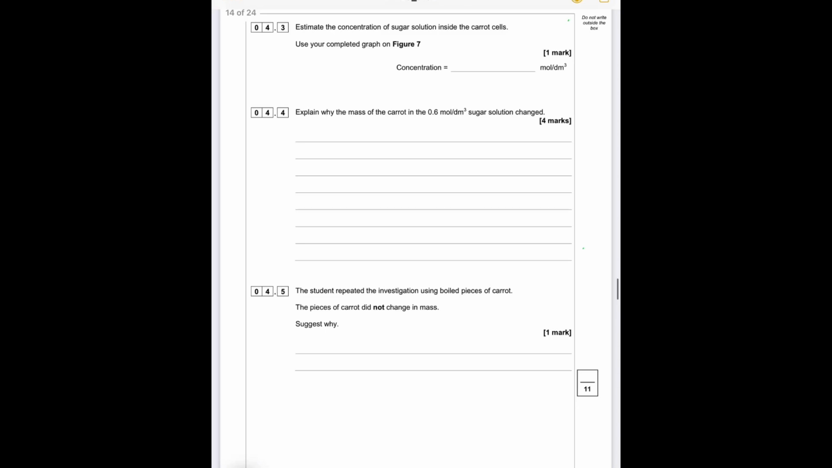Now for this question, we are being asked to estimate the concentration of sugar solution inside the carrot. And we've got to use our graph from figure 7. So the way that we use our graph is we see where the line is cutting the x-axis, when the y value is 0. So that means the percentage mass increase or decrease would be 0. And from my graph, it cuts it at a sugar solution of 0.48 moles per decimetre cubed.